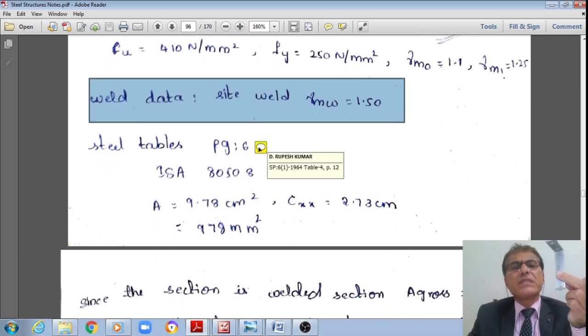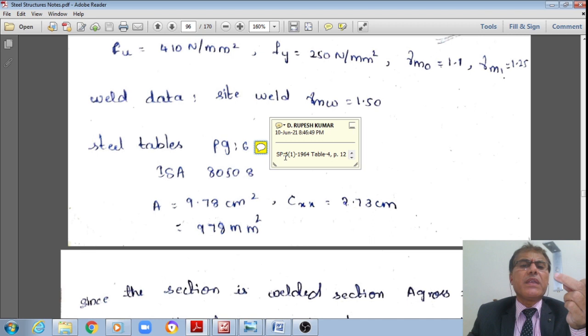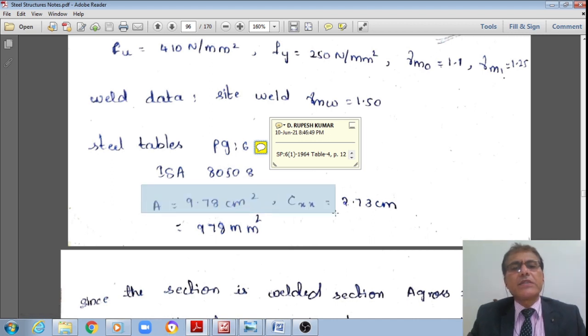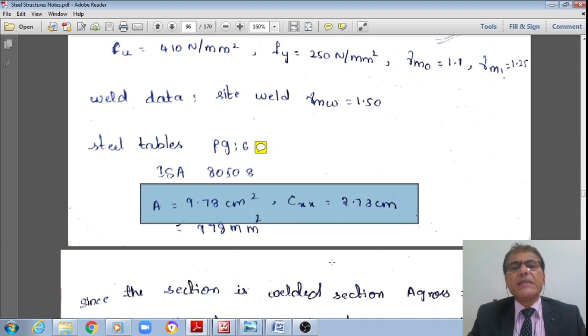Whereas if I go to these steel tables, or even I can go to SP61 1964 table for page number 12. Therefore, let me go to that. For ISA 80 by 50 by 8, I do have the area is equal to 9.78 and CXX is equal to 2.773. Let me go to that page number 12, student.